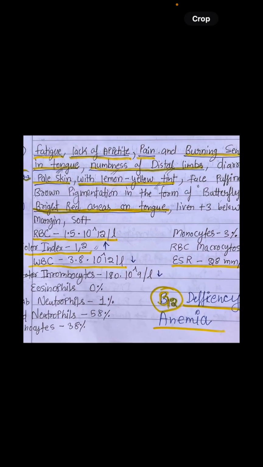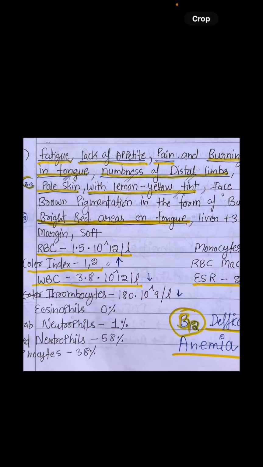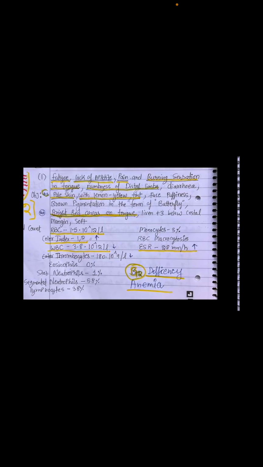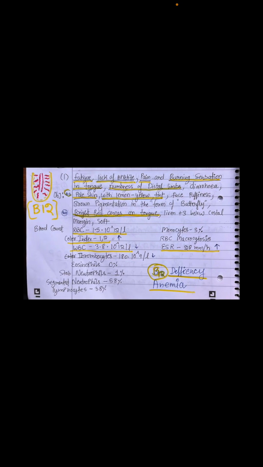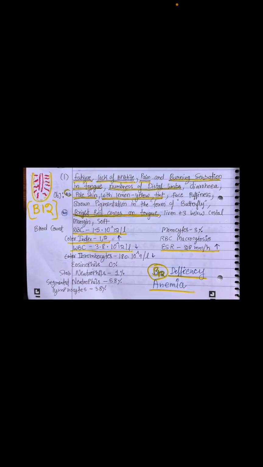You can read all the profile of the question. They say bright red areas, fatigue, lack of appetite, a lot of things will be there. CBC will be affected, and you know that in cases of anemia you are going to see low RBC and low hemoglobin, and a lot of things.